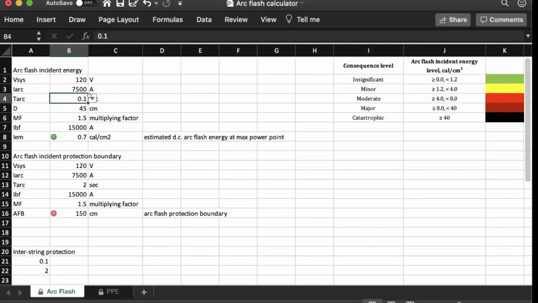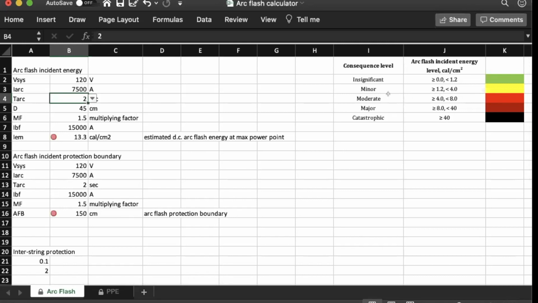Now, just notice what happens with the little traffic lights. If I go to 2 seconds, my incident energy is 13.3 cal. I should point out that you cannot install a battery system that has over 4 cal in a residential location. So this system couldn't go in or near a home. This would have to be in a dedicated building. It's got red because it's in that moderate danger zone.